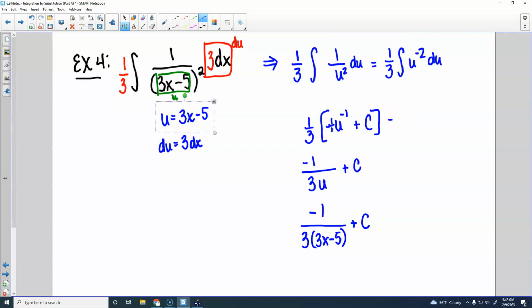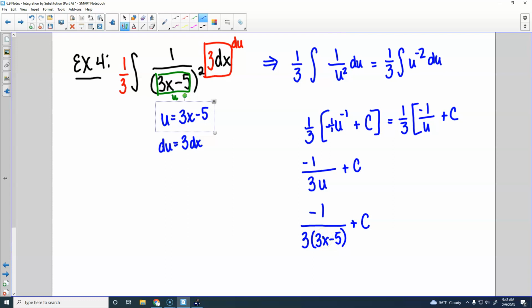And then you've got the 1/3, and that u to the negative 1 is going to be negative 1 over u to the first power, which is going to give you that negative 1 over 3u. Plus, you can distribute the 1/3 to the c, but you can basically just leave the c alone there. And then we just plug this back in.